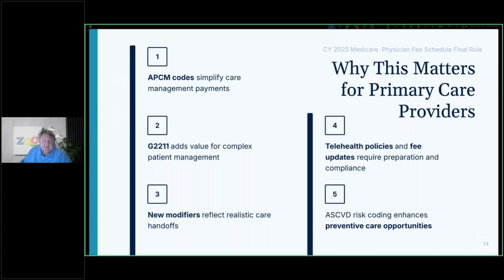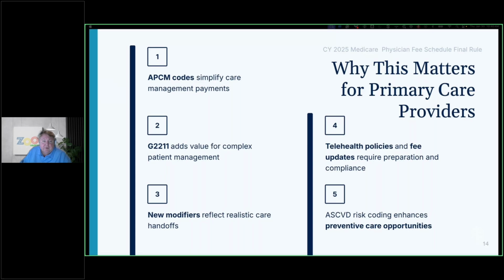The G2211 is an add-on code that recognizes the additional time and complexity involved in relationship-based care. Starting in 2025, it can be billed alongside the base EM code for visits. And I mentioned this earlier, this is really important. It's all the preventive services like the exams, lab tests, screenings, all of those things that are going on. And so you attach this code onto the EM code to get paid a little bit more appropriately.